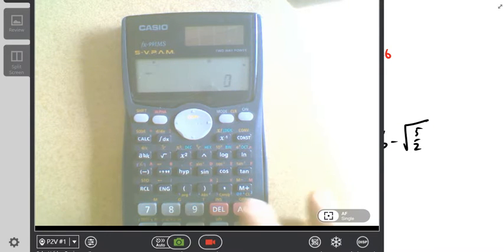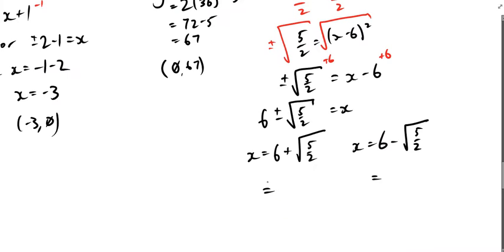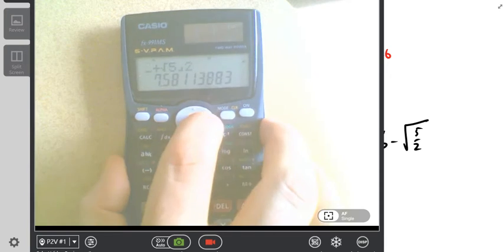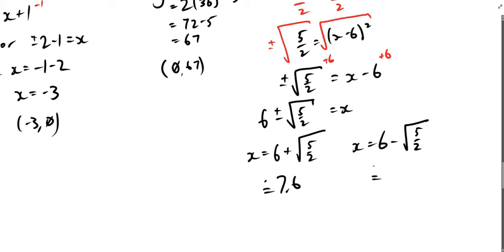Okay, so that would look like this. 6 plus square root of 5 over 2, and 7.6. And then I can just scroll over and change my plus to a minus: 6 minus the square root of 5 over 2 gives me 4.4. So a little bit trickier.